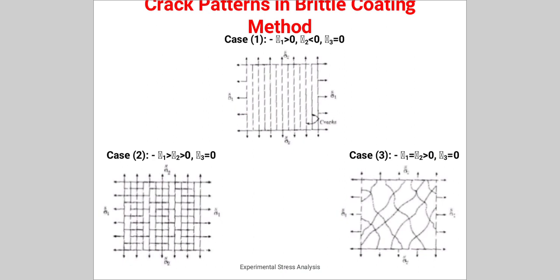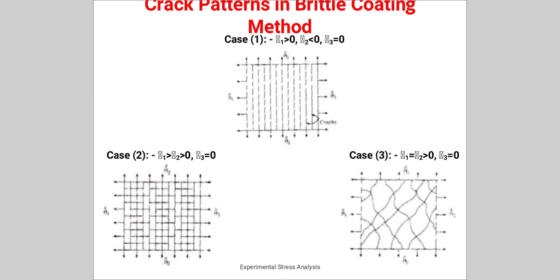In the second case, sigma 1 is greater than sigma 2, which is greater than 0, and sigma 3 is always equal to 0. The figure indicates that cracks are produced in the vertical direction and in the horizontal direction. That means this body is subjected to force in the direction of x and in the direction of y. Therefore, the cracks are also produced in the direction of x and y. The vertical cracks are parallel to sigma 2 and perpendicular to sigma 1. The horizontal cracks are parallel to sigma 1 and perpendicular to sigma 2.